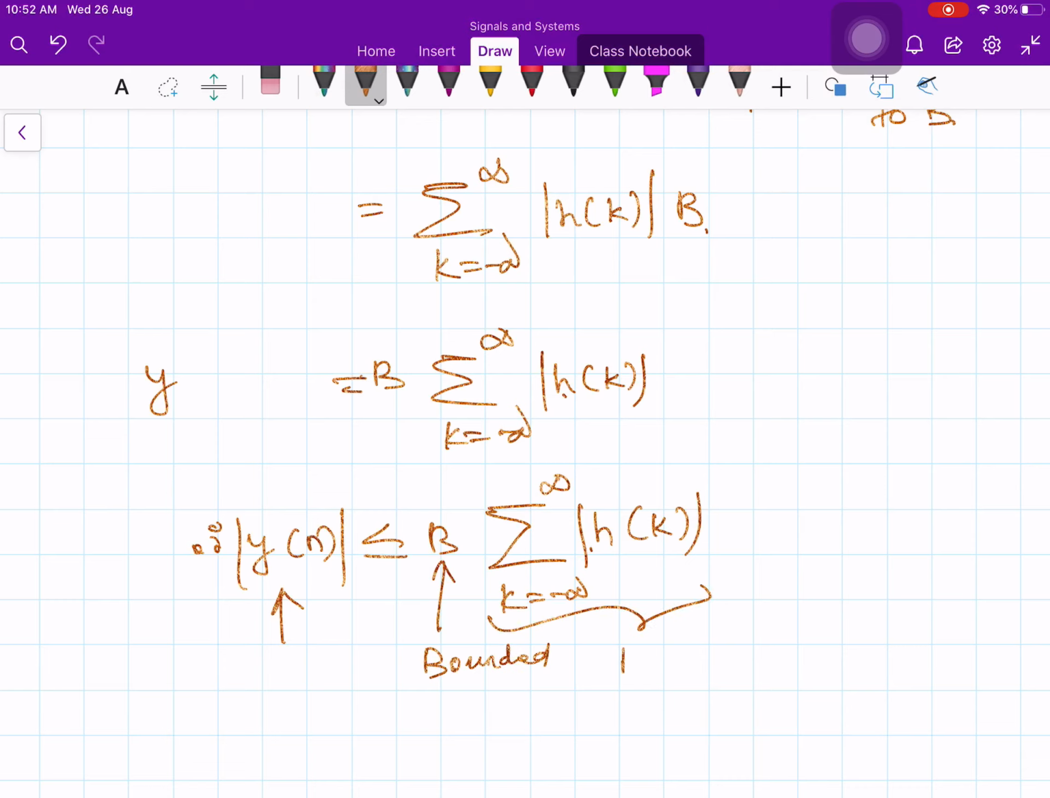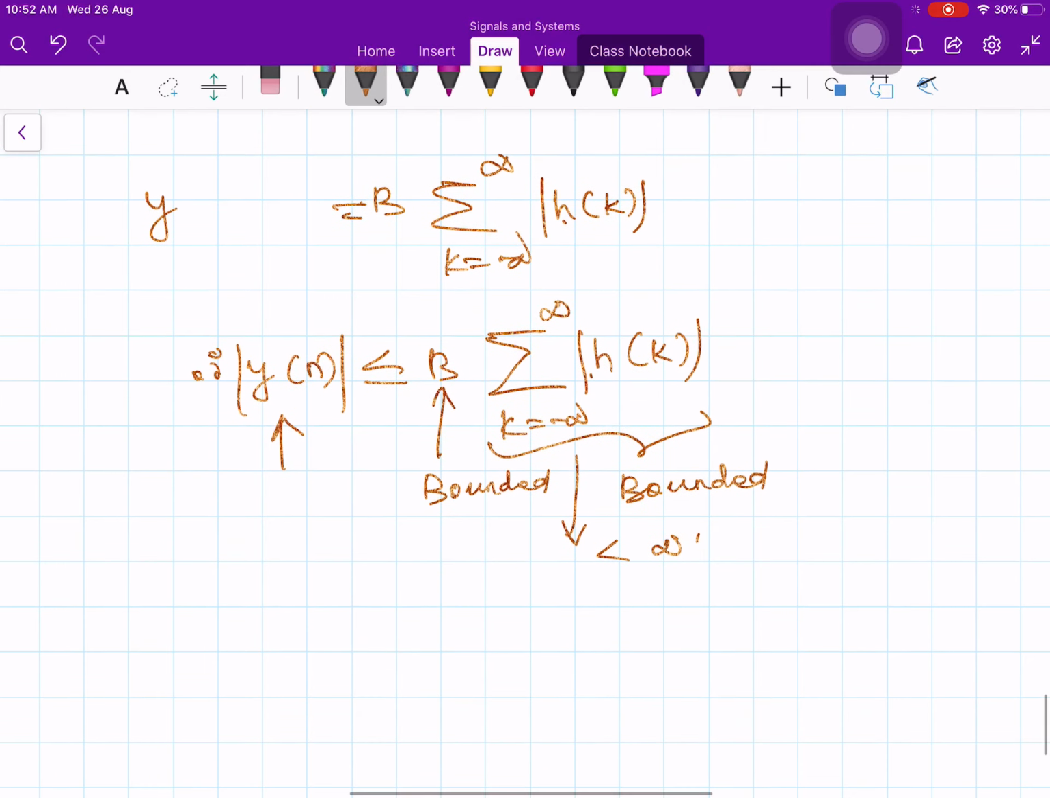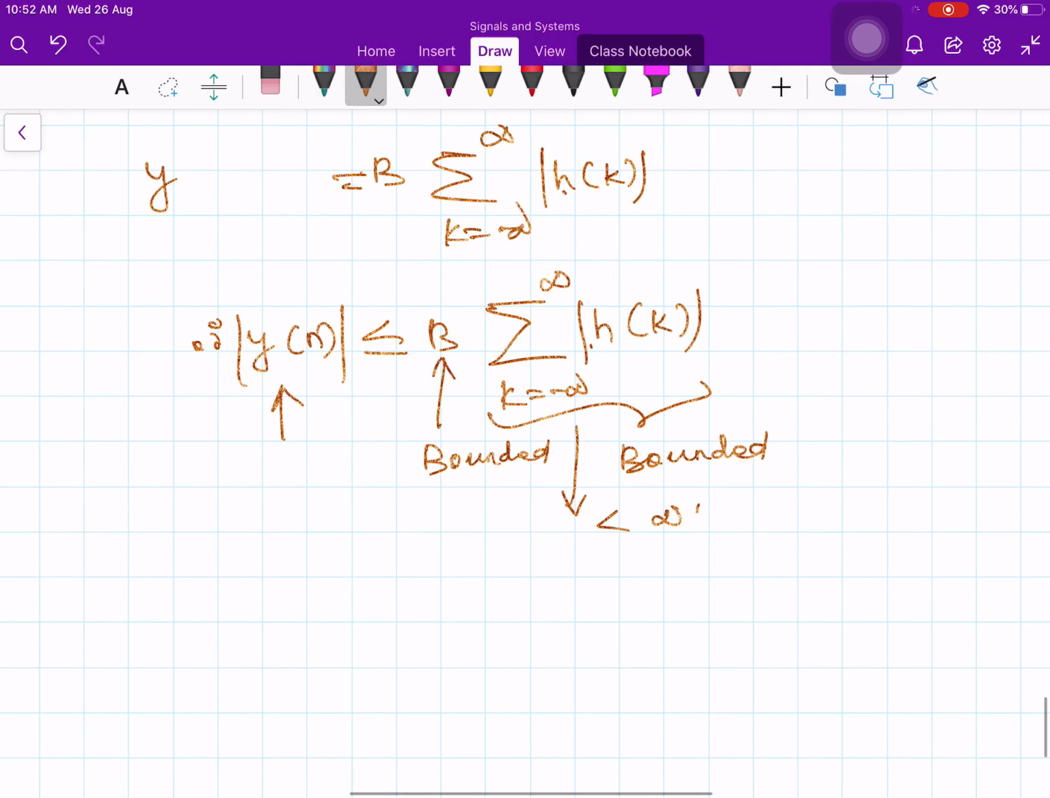Bounded means what? This thing should be less than infinity. It's a finite value. Bounded means what? Finite value. Therefore, finite value means the sum over k from minus infinity to plus infinity of the magnitude of h of k should be less than infinity. What is the meaning of this expression?